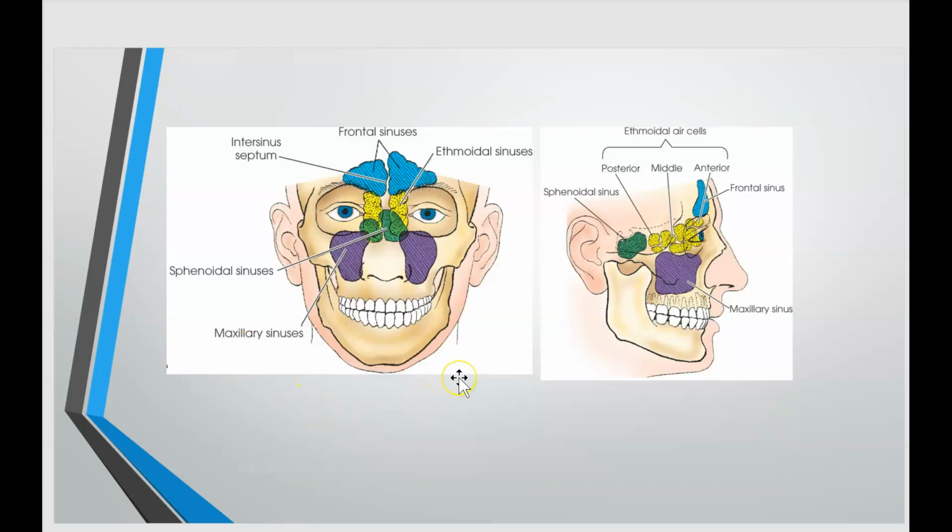Okay, another view of our sinuses. So you've got your frontal sinuses, your ethmoid sinuses, your sphenoids, and your maxillaries. Okay, and here in the lateral view, your frontal, your ethmoids, anterior, middle, and posterior, your sphenoids, and your maxillaries.